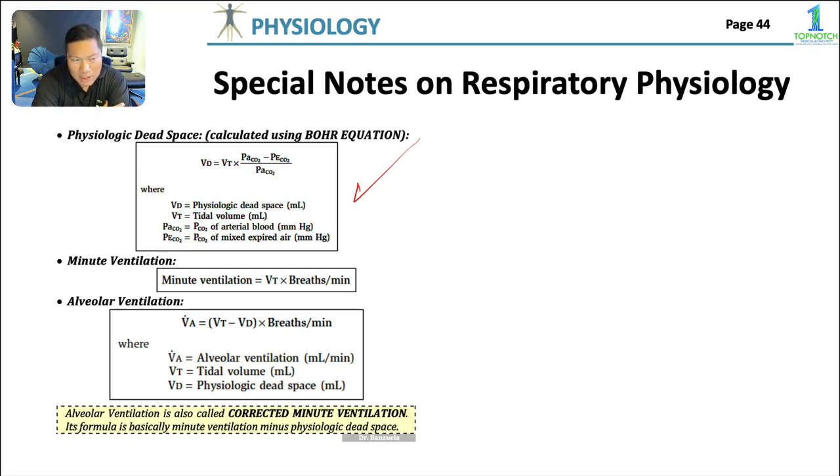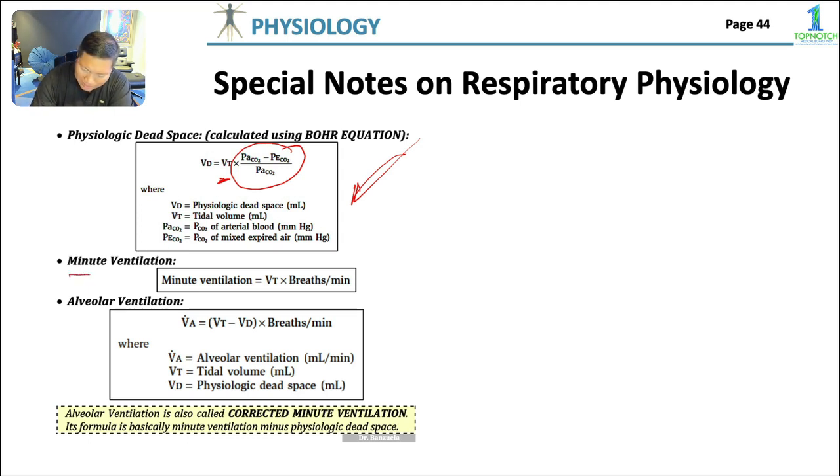So the physio equations, one of them will include this one, the computation for physiologic dead space. Okay, take a look at the questions na nandyan sa physio handout niya coming from Physio BRS that will utilize this. Okay, physiologic dead space is tidal volume times arterial PCO2 minus expired air PCO2 over arterial PCO2.